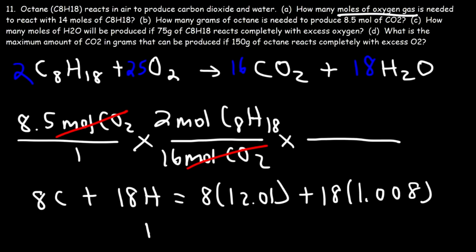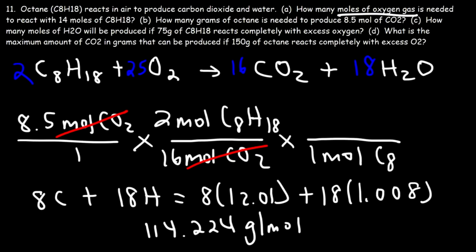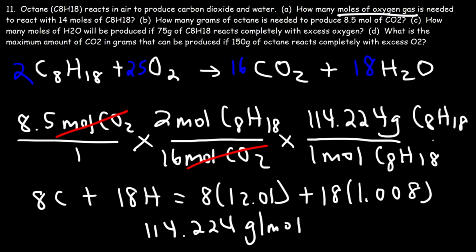And so this is going to give us 114.224 grams per mole. And so we could say that for every mole of octane, there's 114.224 grams of octane. And so now we could cancel these units.